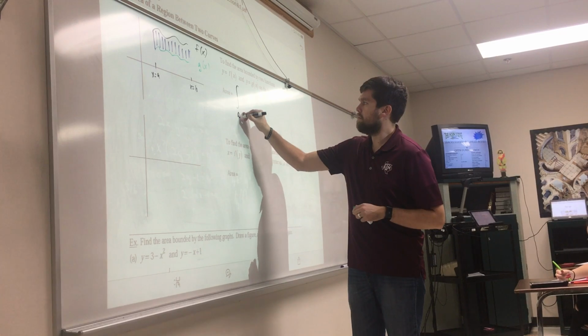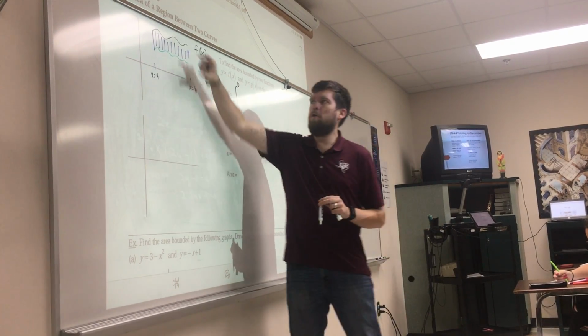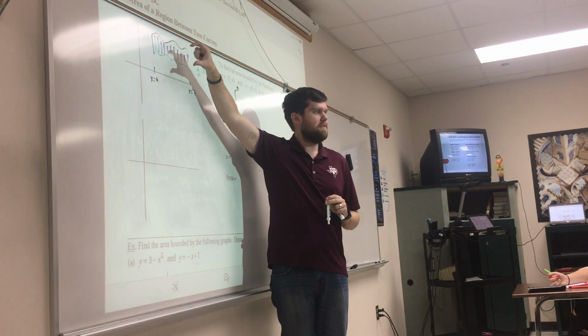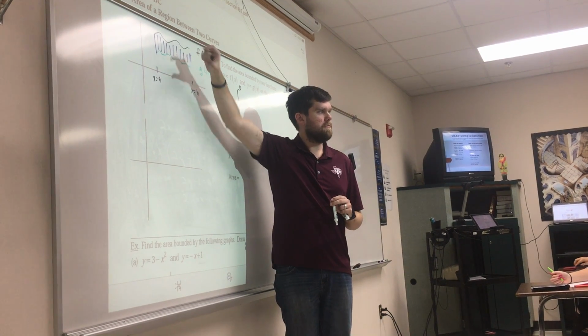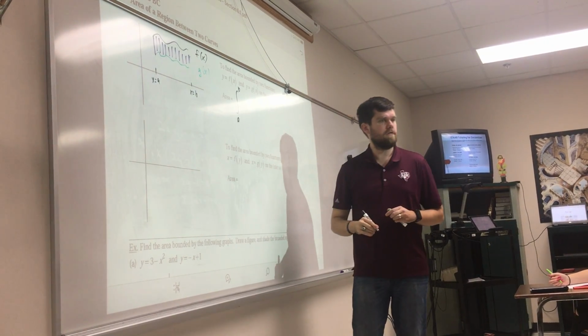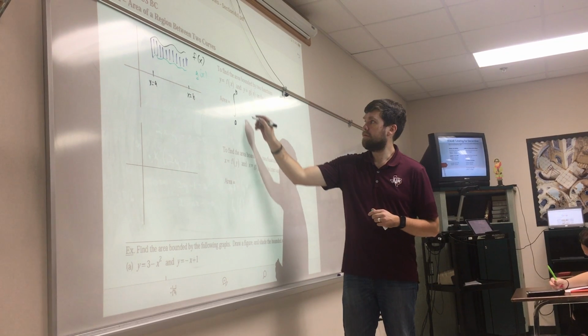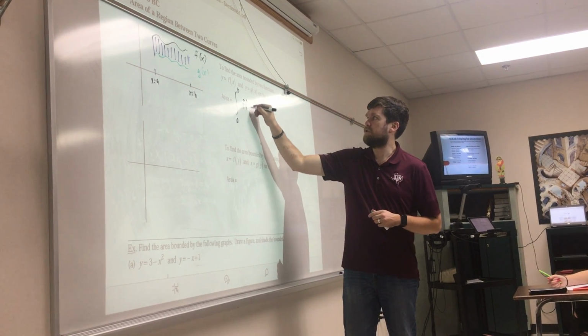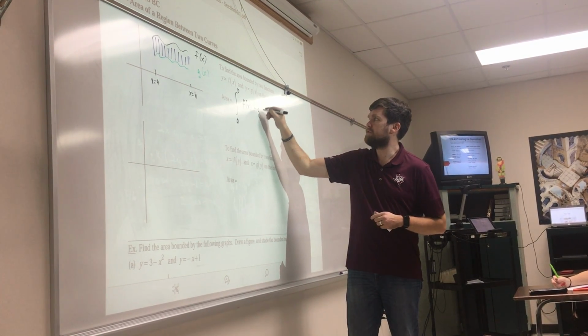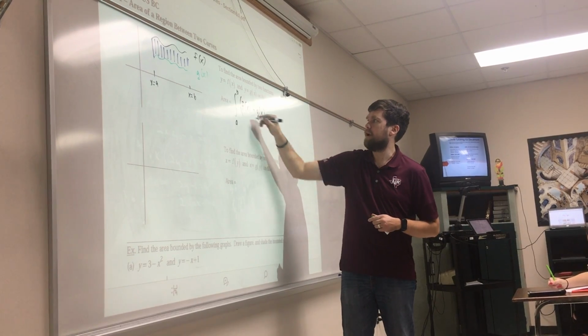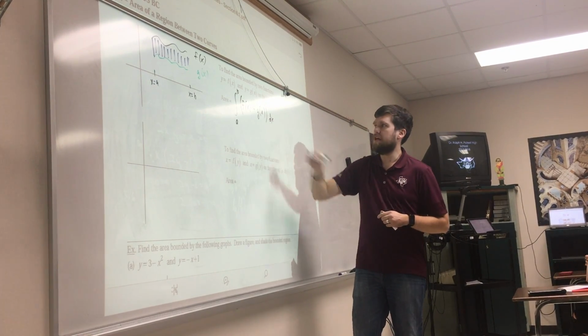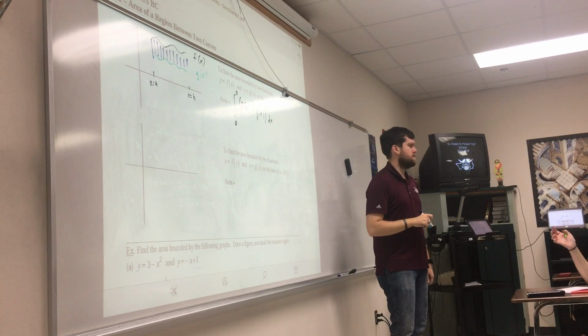From a to b. Okay, and if I only want this purple sliver, what do you think I should do? Subtract. Okay, take what and subtract it? Minus g. Yes, good. F of x minus g of x. You're exactly right. dx. This is the formula for area between two curves.